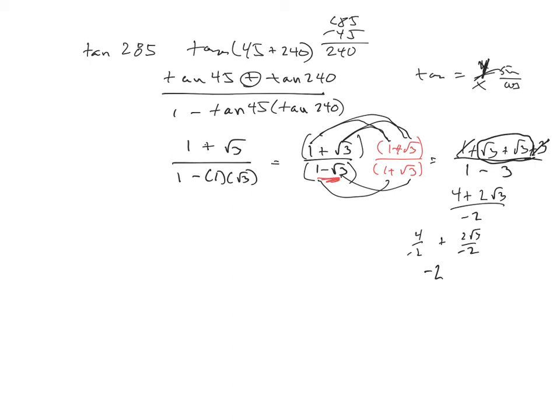So then this will be negative 2. This is going to be obviously minus radical 3. Now there's a 1 there. If you want to write that 1, of course you can. It's unnecessary, but it's not wrong.